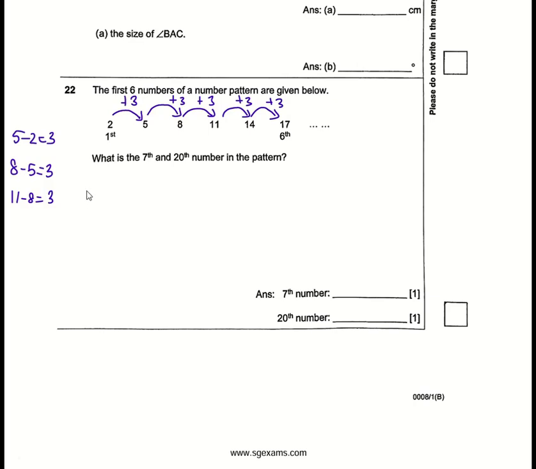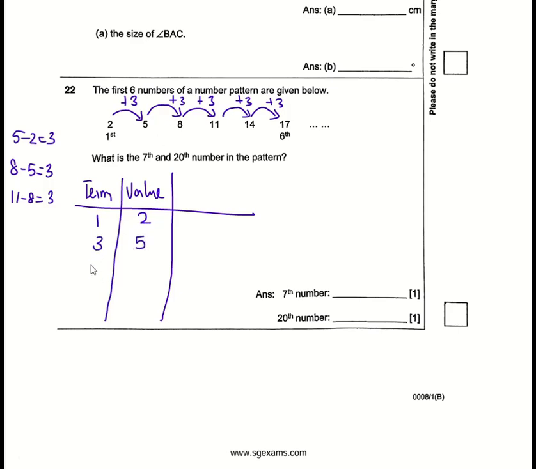So first, let's take that. This is the first term in the sequence. Okay, I'm going to say this is the term, and then this is the value here. I'm going to show that here. And then now let me write down: the first term, my value is 2. Second term, my value is 5. The third term, my value is 8. Fourth term, my value is 11. Fifth term, it's 14. And sixth term, it's 17.